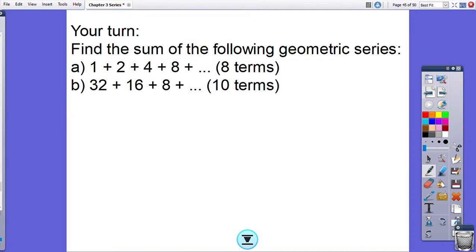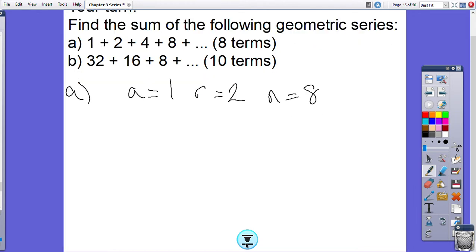Okay, I'm just looking ahead there. Right, let's have a go at part A. Now, in part A, we have a = 1, r = 2, and n = 8.